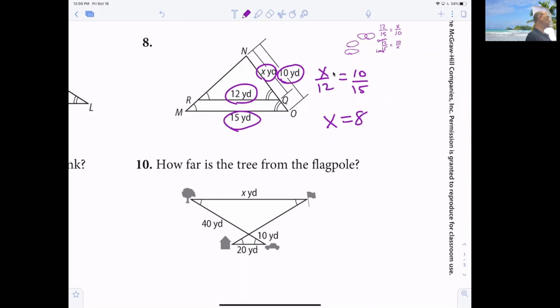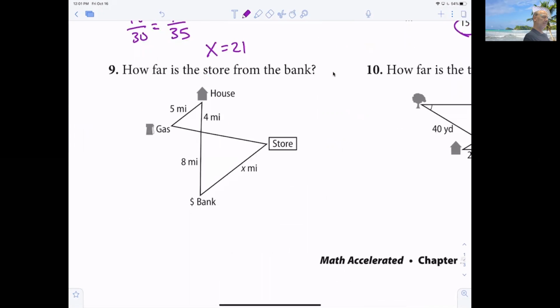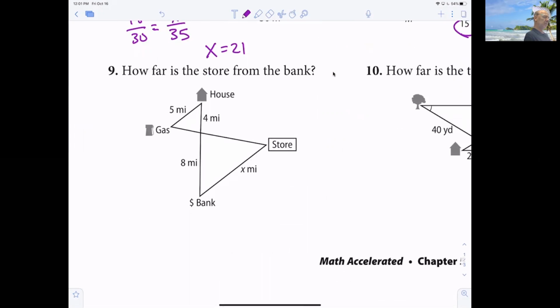I'm happy with that. All right, Jackson, you're up on number 9. So the proportion is it 5 over 8? Somebody said 5 over what? 8? Why is it 5 over 8?